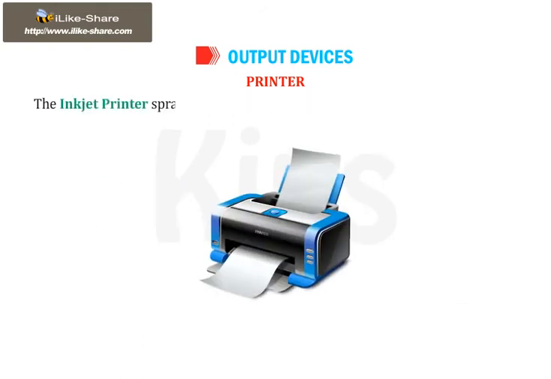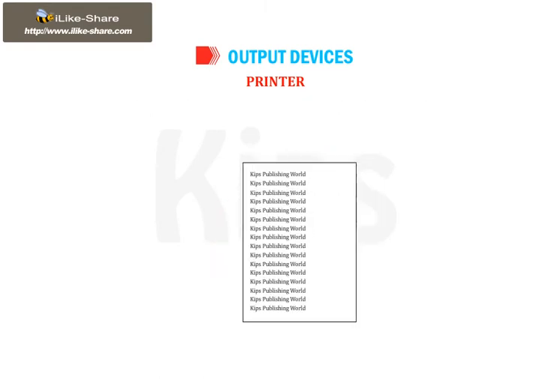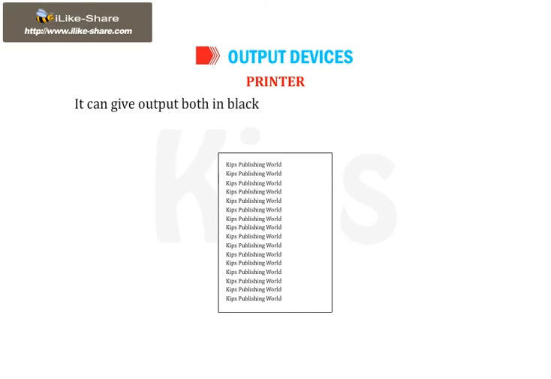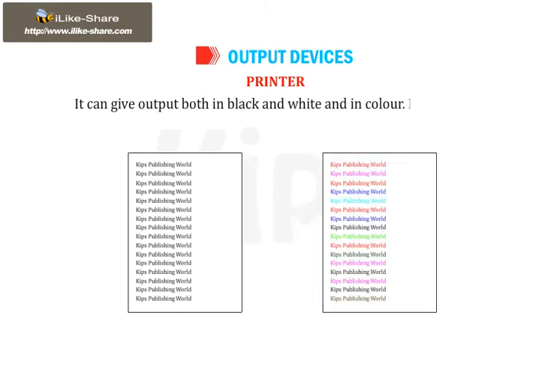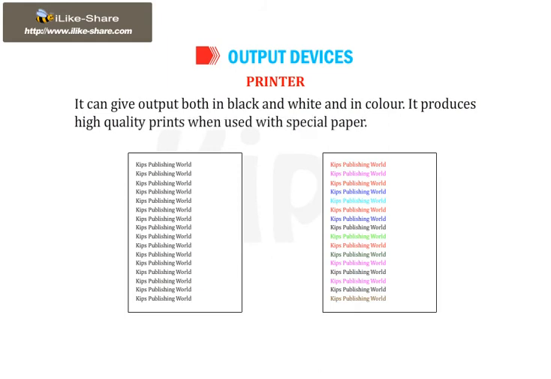The inkjet printer sprays droplets of ink on paper to form the text and graphics. It is ideal for routine business work and personal documents. It can give output both in black and white and in color. It produces high-quality prints when used with special paper.